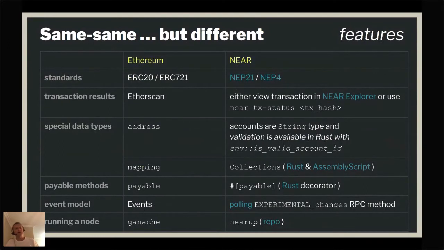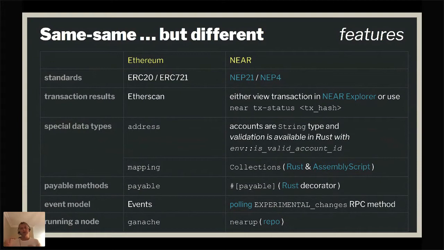And then in terms of some other same, but different comparisons, here are some equivalents: standards, transaction results, special data types, payable methods, event model, and running a node. So again, just some lay of the land kind of stuff. With Ethereum, you're probably familiar with ERC-20. The ICO craze of 2017 was all about ERC-20s, people writing their own and publishing a white paper, Hail Mary. And ERC-721 is the CryptoKitties craze, so that's all about non-fungible tokens. So in NEAR, you've got NEP-21, which is similar to ERC-20, and NEP-4 is similar to ERC-721. So those are our equivalents.